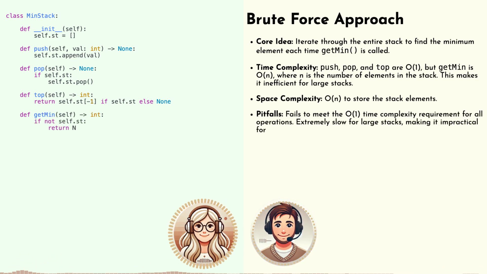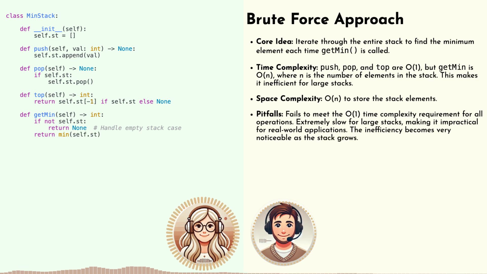So imagine you have your regular stack to store your elements. Every time you're asked to find the minimum, you would just go through the entire stack element by element, comparing the values and keeping track of the smallest one. That makes sense. It's straightforward to implement, but I can already see the problem. If your stack gets really big, it's going to take forever to find that minimum value, if you have to go through the whole thing every single time.